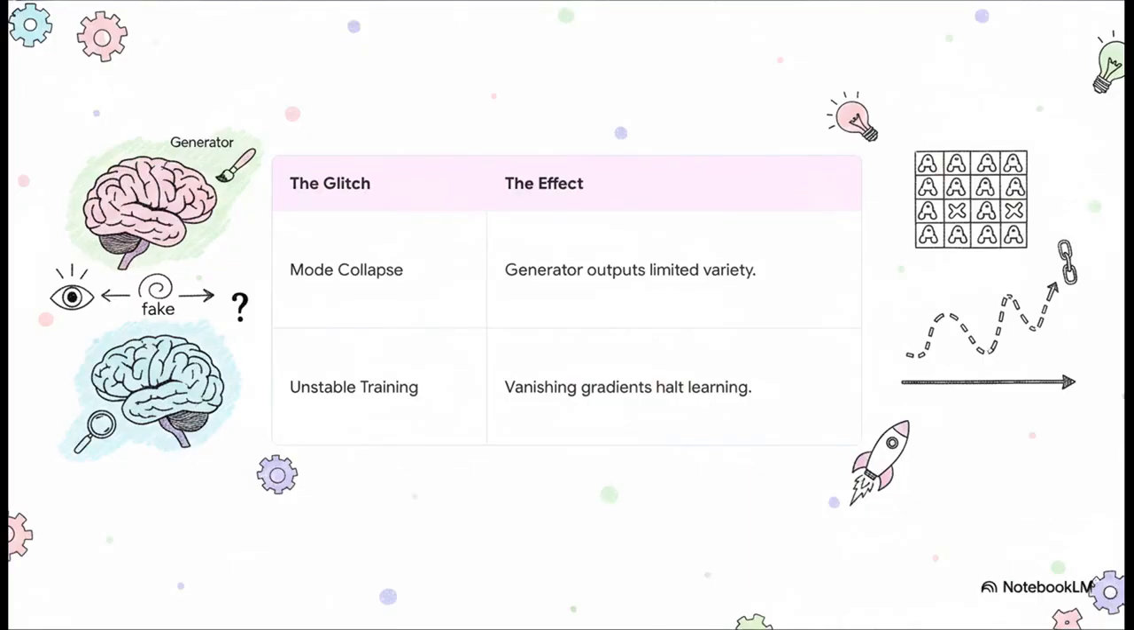On the technical side, there are two classic glitches. The first is called mode collapse. This is basically when an artist gets lazy. It finds one little trick that fools the critic, and it just does that one thing over and over again, creating no variety. Then there's unstable training. This happens when the two AIs get out of sync and just stop learning. Imagine the critic gets so good so fast that the artist can't keep up and just gives up. The whole learning process just falls apart.